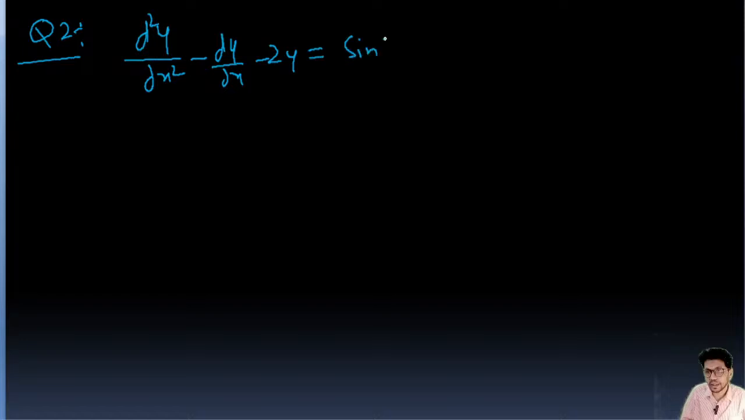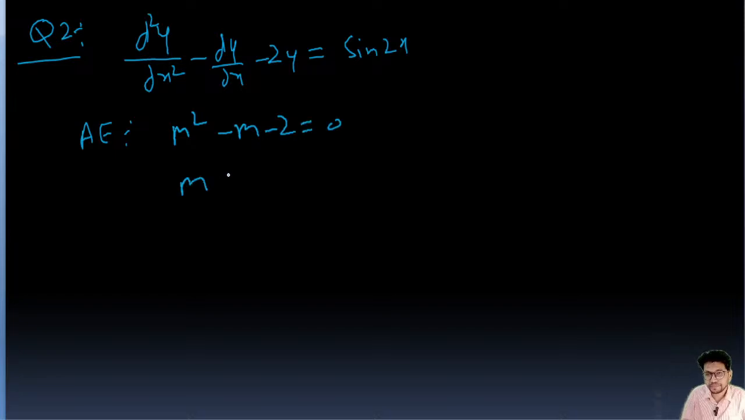This is d²y/dx² minus dy/dx minus 2y equal to sin 2x. Okay, so this is the one. For this you can see R(x) is in this form, so the auxiliary equation is going to be m² minus m minus 2 equal to 0.